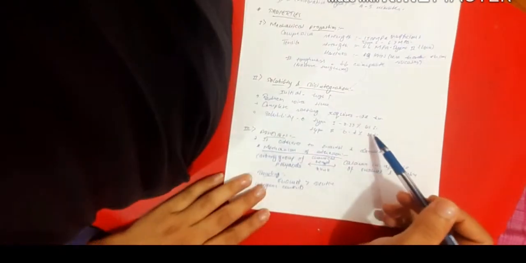Now the solubility and disintegration. Initially the solubility is high, but it reduces with time. The complete setting requires 24 hours, and the solubility for type 1 is 0.25% by weight, and for type 2 it is 0.4% by weight. I hope this is not going fast. If this is going fast, I will reduce my speed.